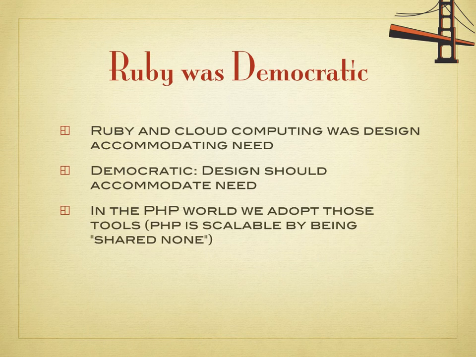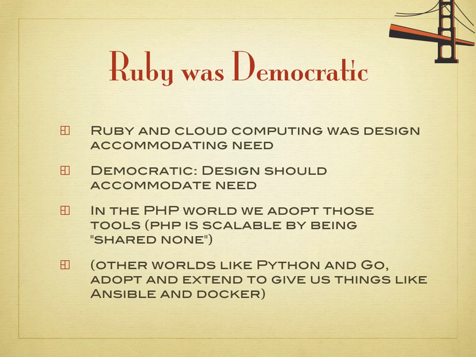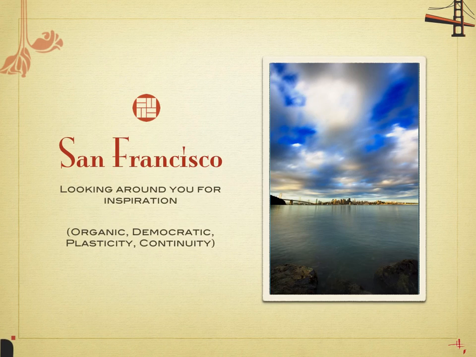In the PHP world, we can adopt this because PHP is scalable, it shares nothing. So we can just use that stuff. We use those tools. Maybe you use Puppet or Chef or GitHub or whatever. Other worlds like Python and Go, they're not used to that shared nothing, so they adopt and extend. They give us things like Kubernetes or Ansible or Docker. So that covers two of the concepts.